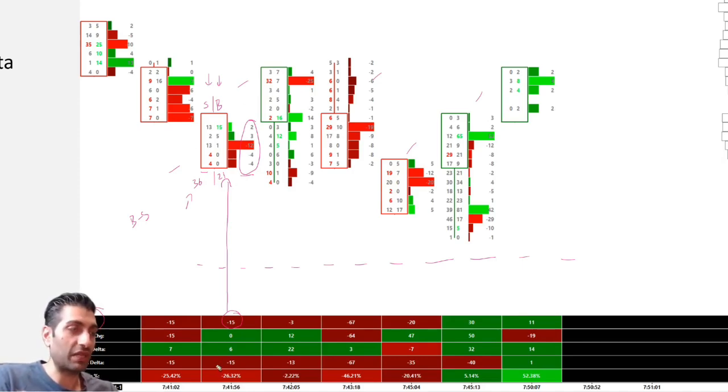Okay, so minus 15. Now, I'm just thinking, what's the best way of doing this? Whether we go through them one by one or whether we go through them across the board. Let's go through them across the board. So what I'm going to do is, for this candle, let's just look at delta. So again, it's the sellers in this column and the buyers.